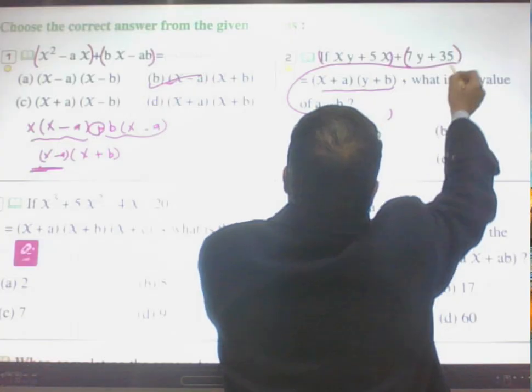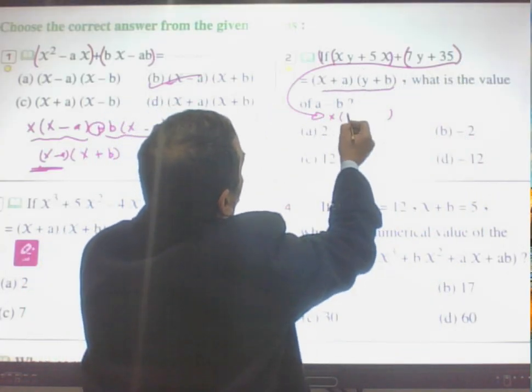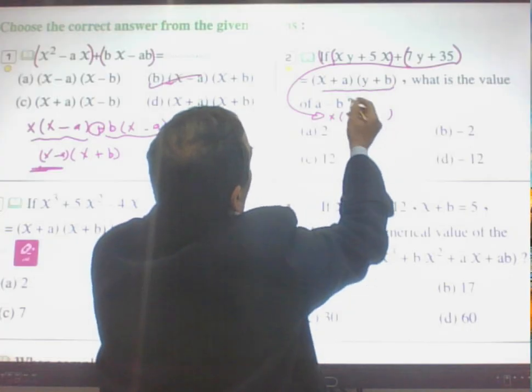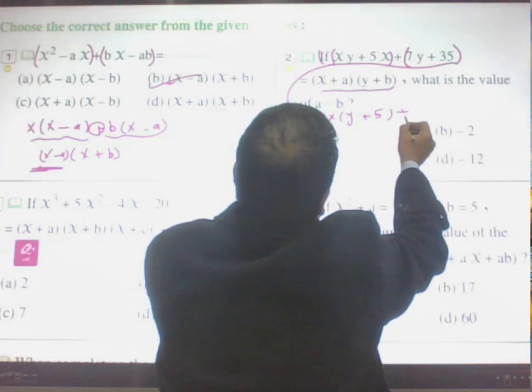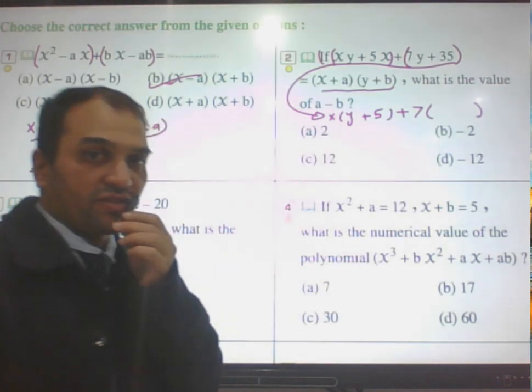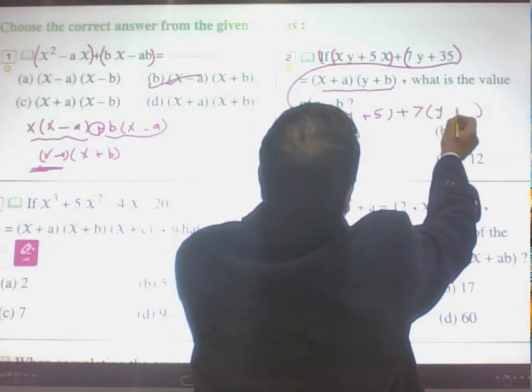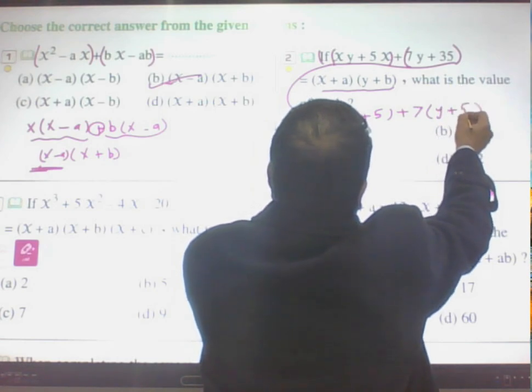Right here, x is the highest common factor. xy divided by x equals y, and write positive. 5x divided by x equals 5. And then write 7 as the highest common factor between two terms. 7y divided by 7 equals y. And 35 divided by 7 is 5.